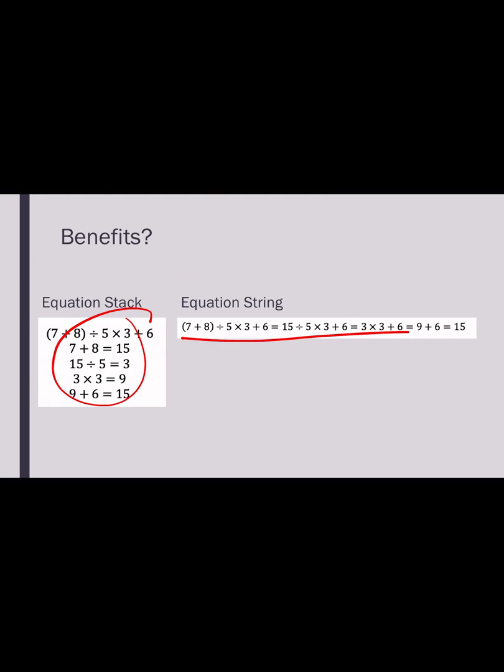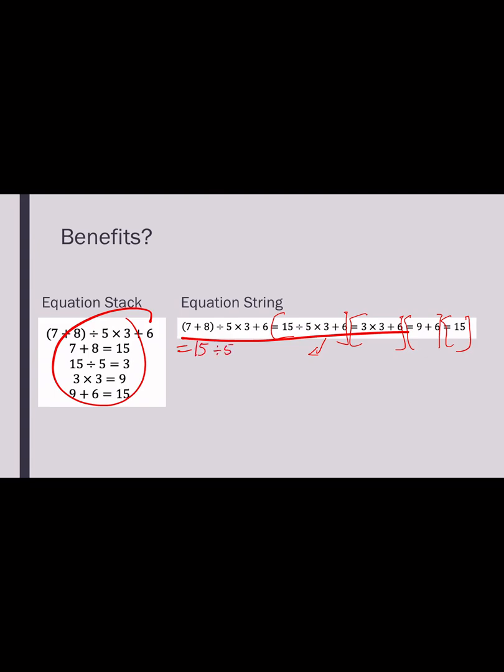Okay, so that has a valid point there. Another way to view an equation string is to write it a little bit like the equation stack, but notice that we'll keep all of the things equal. If we start by saying 7 plus 8 divided by 5 times 3 plus 6, and we write the next part under here, and then this part under that, and this part under that, it will also become a string, but look more stack-like. But notice that the stack is not putting equal signs in front of everything.